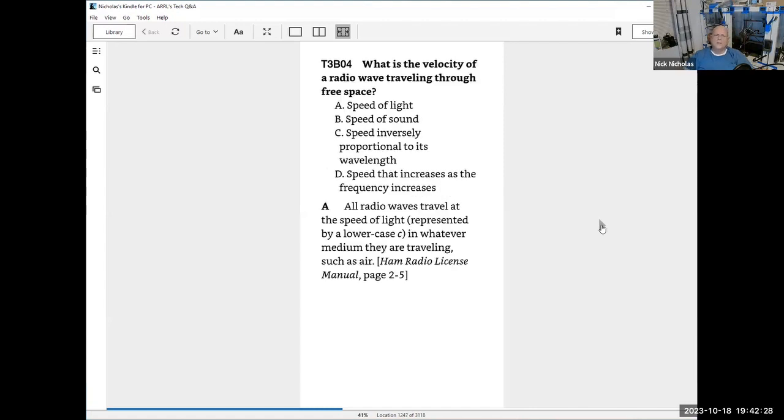So, what is the velocity of a radio wave traveling through free space? I've already kind of told you that. A radio wave is defined as traveling at the speed of light, and it effectively does. All radio waves travel at the speed of light. And the lowercase c represents the speed of light.